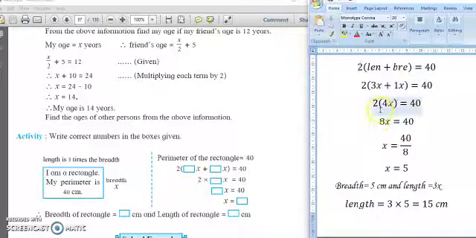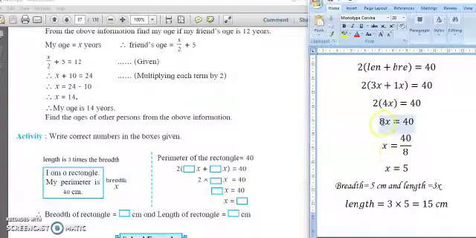Now solution. 3x plus 1x is 4x. So 2 multiplied by 4x equals 40. So write down here 2 into 4x equals 40. Then 4 2s are 8. So 8x equals 40. So write down here 8x equals 40.